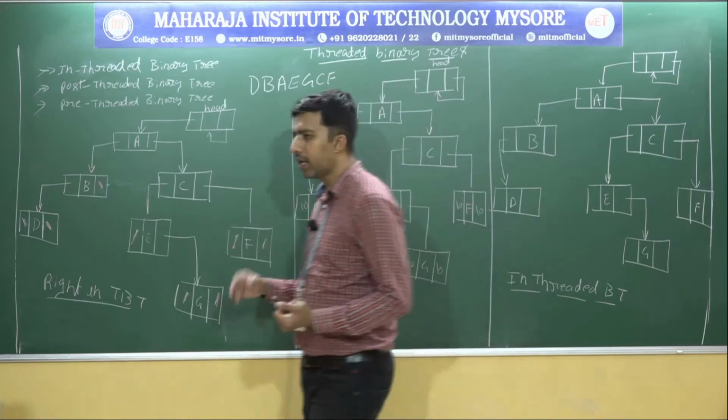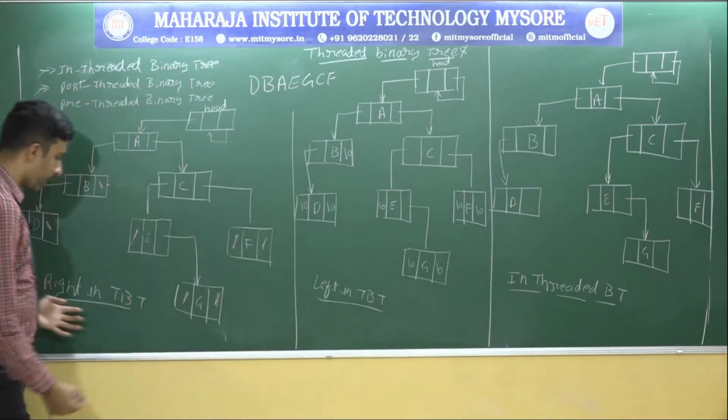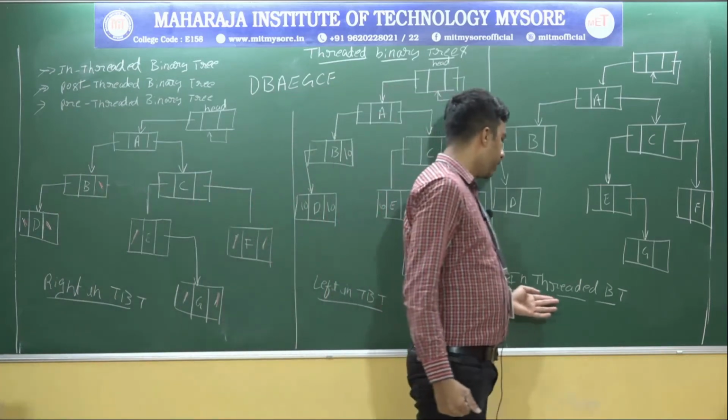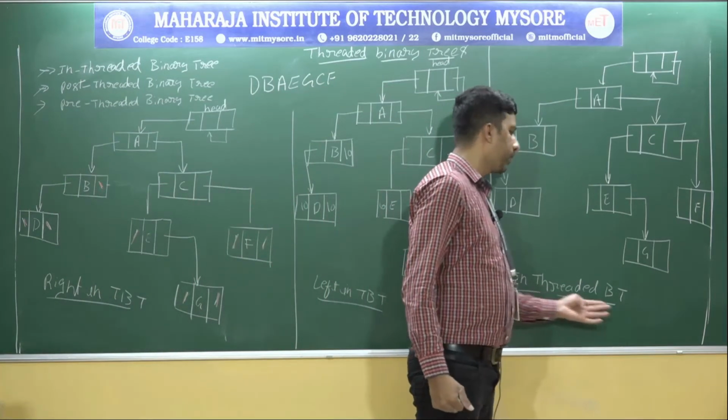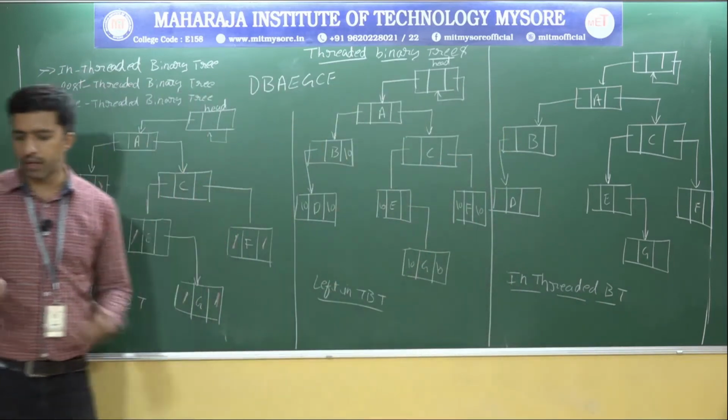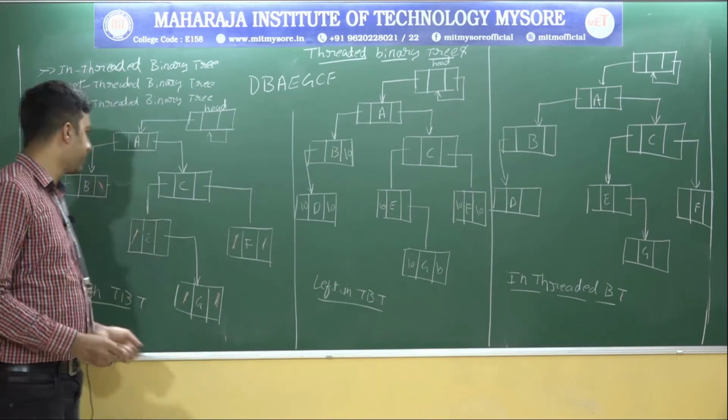Here I am going to divide these things as right in-threaded binary tree, left in-threaded binary tree, and in-threaded binary tree, which we are going to obtain later on. Let us see how it works. I will use colored chalk to represent these things.